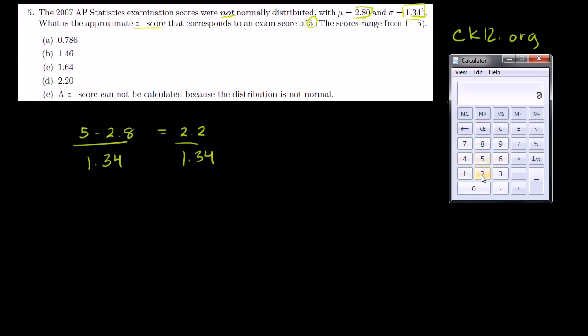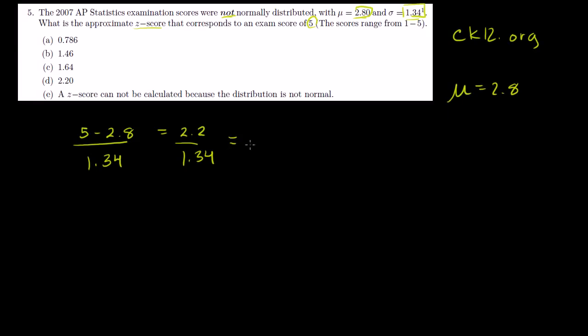So we have 2.2 divided by 1.34 is equal to 1.64. So this is equal to 1.64, and that's choice C. So this was actually very straightforward. We just had to see how far away we are from the mean. If we get a score of 5, which hopefully you will get if you're taking the AP Statistics exam after watching these videos, and then you divide by the standard deviation to say how many standard deviations away from the mean the score of 5 is.